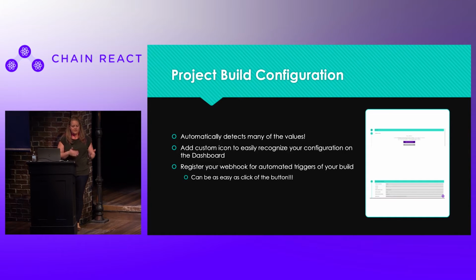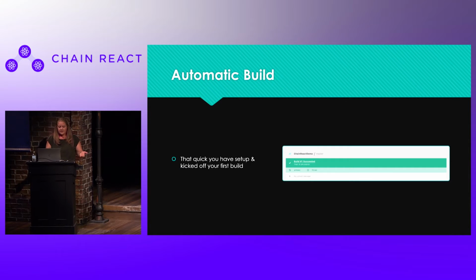So if you have different configurations for your app, one on your development branch, one on your production branch, because again, you can use this to deploy to the App Store, to run your tests, etc. Then you can register webhooks, which allow you to automatically trigger these workflows to happen. With that, it sets off your first build. So let's go ahead and do that.